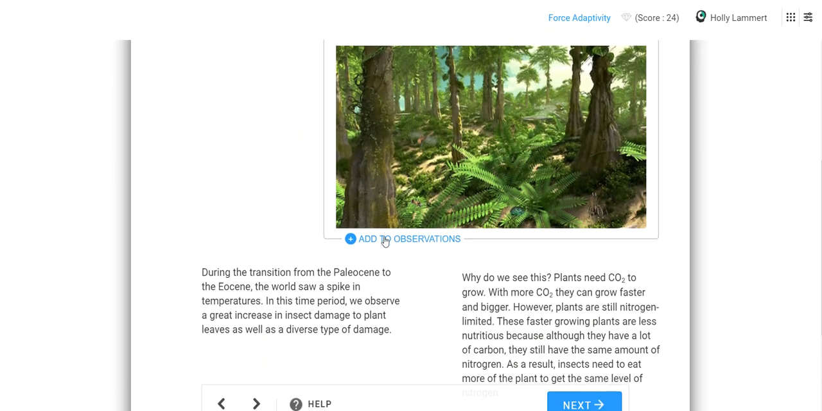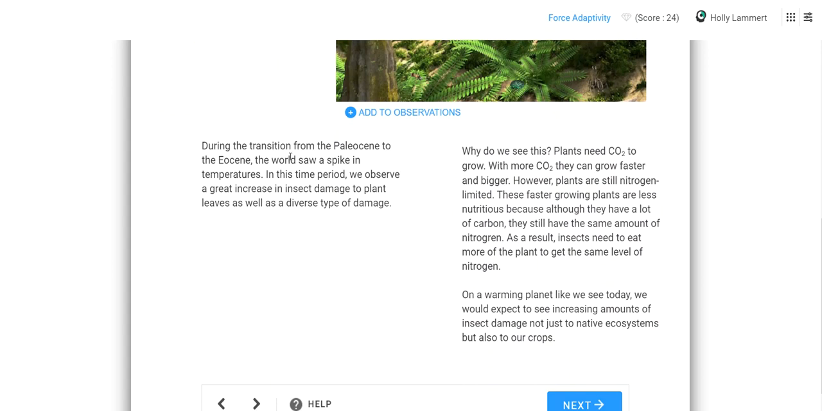All right, so let's add this observation in. Here we go. During the transition from the Paleocene to the Eocene, the world saw a spike in temperatures. In this time period, we observe a great increase in insect damage to plant leaves, as well as a diverse type of damage. Why do we see this? Plants need CO2 to grow. With more CO2, they can grow faster and bigger. However, plants are still nitrogen limited. These faster growing plants are less nutritious because although they have a lot of carbon, they still have the same amount of nitrogen. As a result, insects tend to eat more of the plant to get the same level of nitrogen. All right, that's pretty interesting.